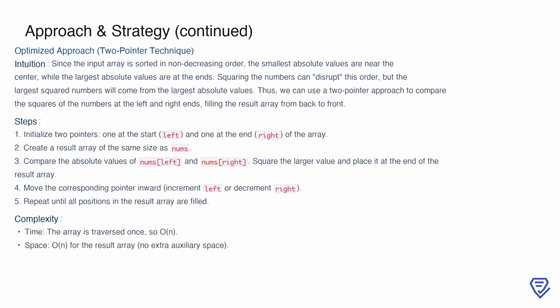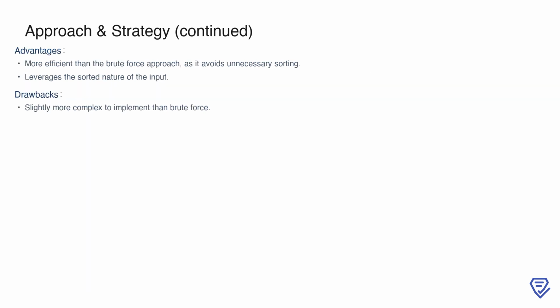This process is repeated until all positions in the result array are filled. The beauty of this approach is that it only requires traversing the array once, giving it a linear time complexity of O(n). Additionally, it uses no extra auxiliary space beyond the result array, making it space efficient as well. This optimized two-pointer approach offers several advantages.